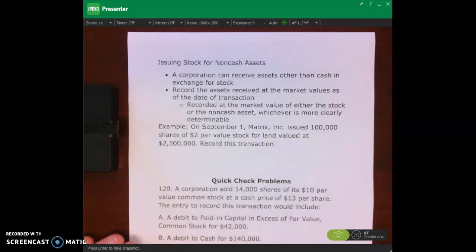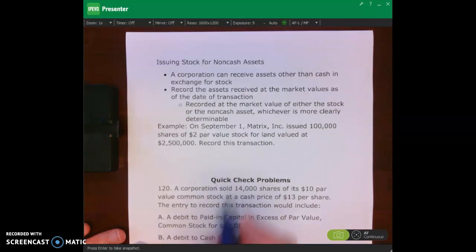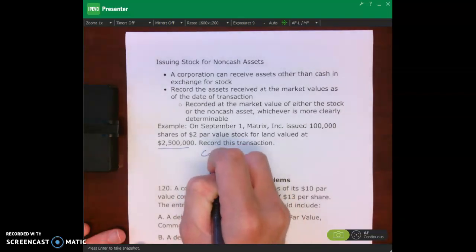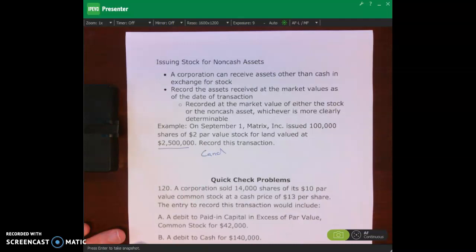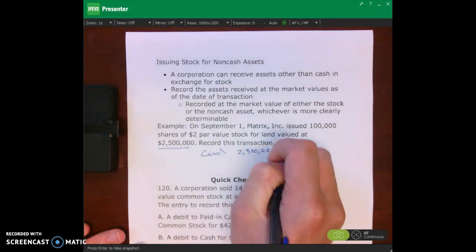So let's look at our example right over here. On 9/1, Matrix issued 100,000 shares of $2 par value stock for land at $2.5 million. So let's assume that we're going to record this at the value of the land, which is our $2.5 million. So rather than debiting cash, we debit land because we're getting land in exchange for issuing stock. So we debit land for $2,500,000.